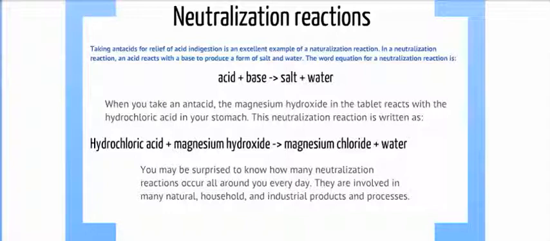This neutralization reaction is written as hydrochloric acid plus magnesium hydroxide, which is our base, turns into magnesium chloride, our salt, and water. You may be surprised to know how many neutralization reactions occur around us every day. These are involved in many natural, household, and industrial products and processes.